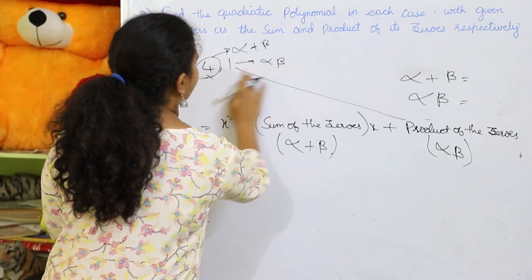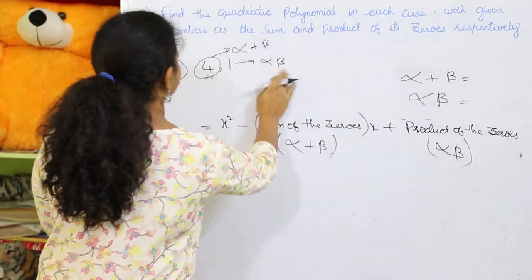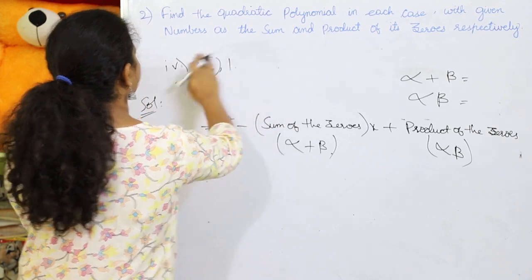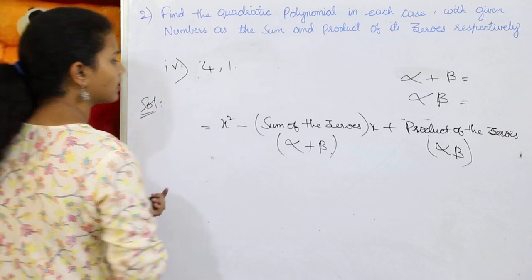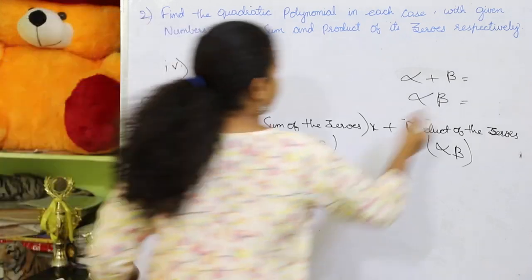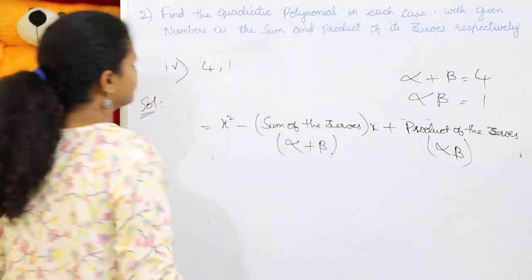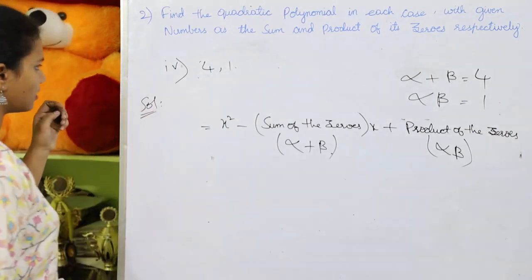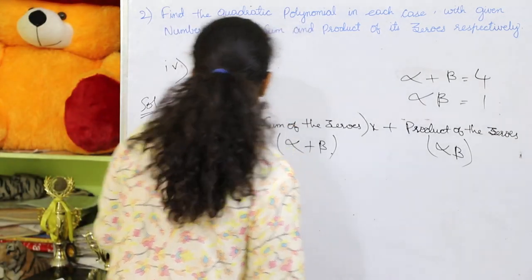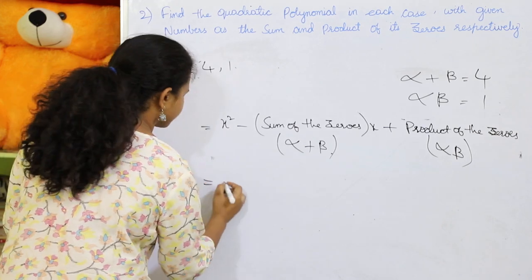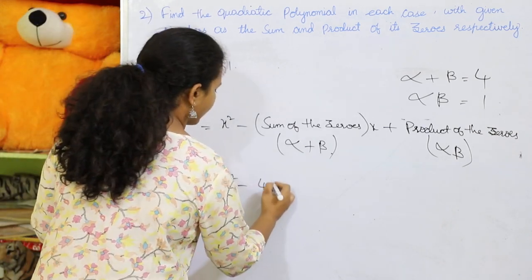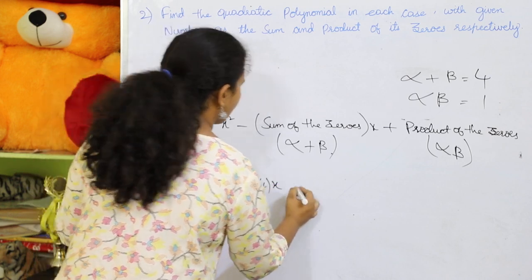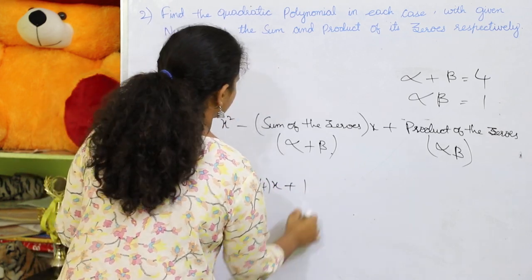Now coming back to the sixth one. Here you have 4 comma 1. So let alpha plus beta equal what? 4. Alpha into beta equal what? 1. Is this the one? Very good. Now here x square, as it is, minus the sum of the zeros, 4, into x, 4x, plus the product of the zeros, which gives the value 1. That's all.